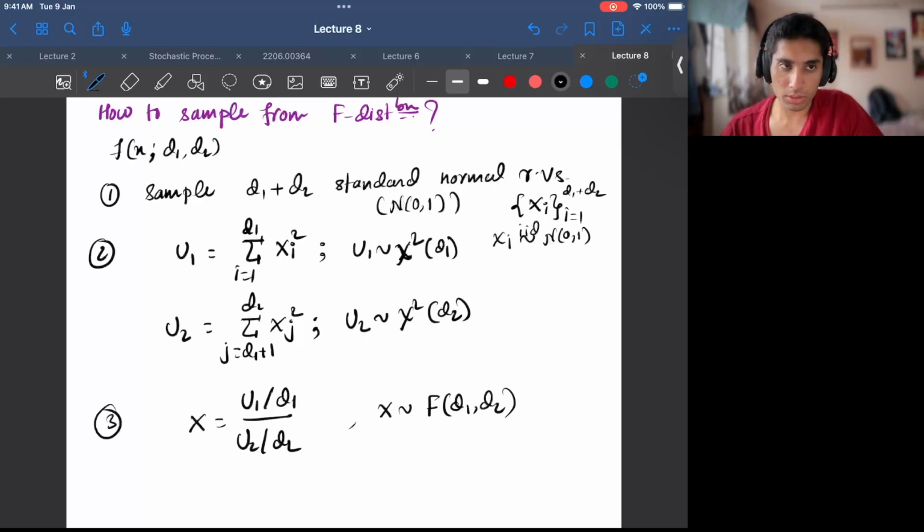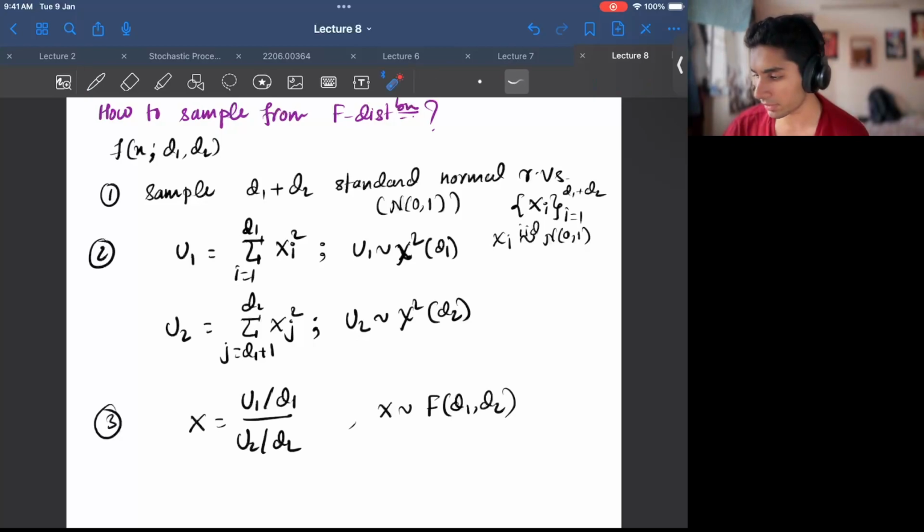So you should know how to construct these random variables. Otherwise, just knowing the definition of them won't help you as such. And when you are constructing it, you always start from something very simple, and what is very simple is standard normal random variables, right? It is easy to sample from this distribution. You construct chi-square random variables from them, then divide the scaled versions of these chi-square random variables to obtain the final desired random variable, which is distributed according to the F distribution. Okay.